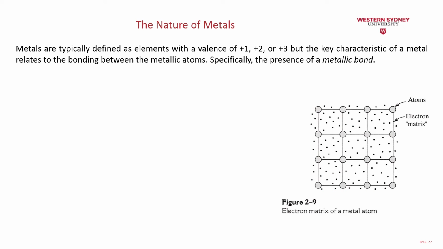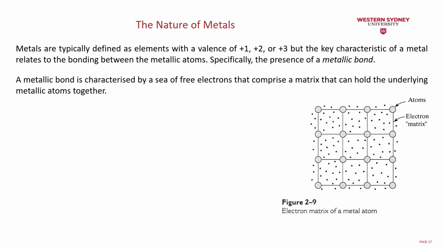So let's cover the nature of the metals. The metals are typically defined as elements with a valence of +1, +2, or +3. But the key characteristic of a metal relates to the bonding between the metallic atoms, specifically the presence of metallic bonds. The metallic bond is characterized by a sea of free electrons that comprise a matrix that can hold the underlying metallic atoms together.